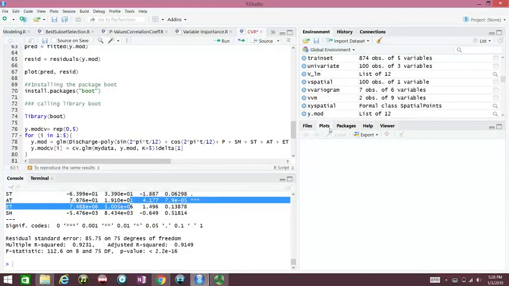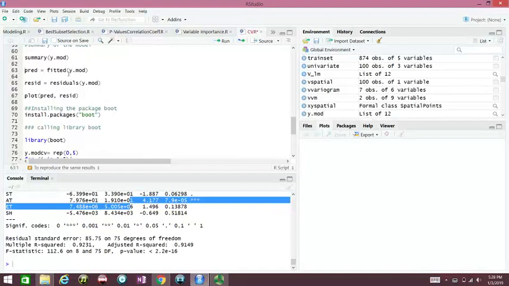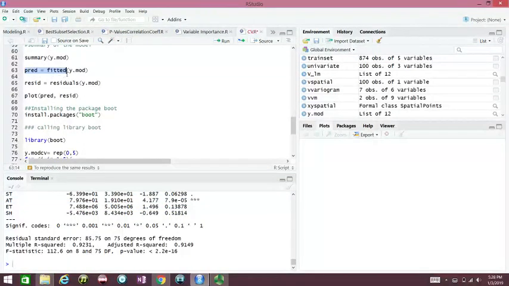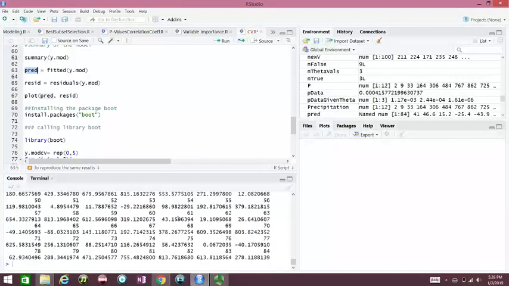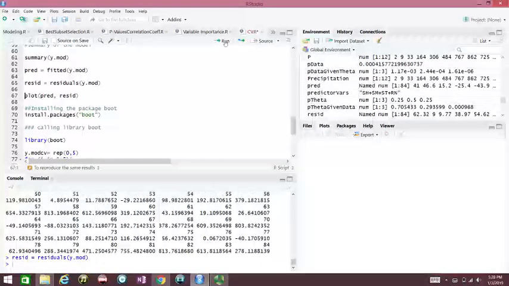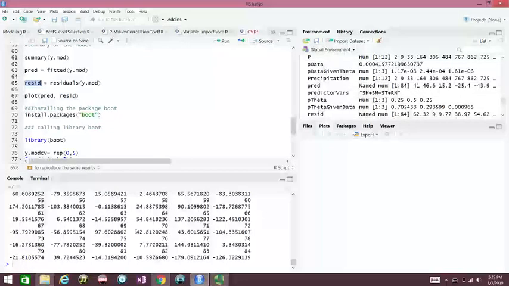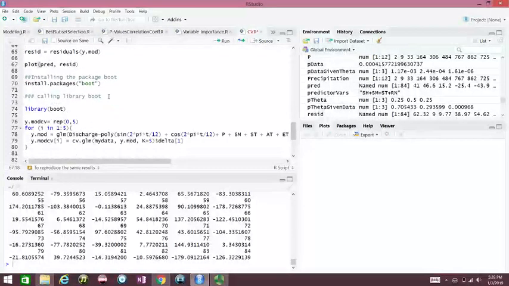If you need the fitted values, you just write here predicted discharge equal fitted of Y mode, and you run it, and this is the predicted. If you want the residuals, I put it here, resid as the name, equal residuals of my Y mode. You run it, and we call resid, and these are the residuals. But it's not important here. So, to run the cross validation, you need a package called boot.